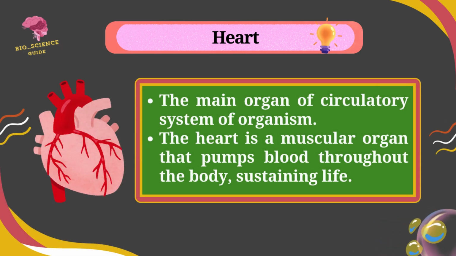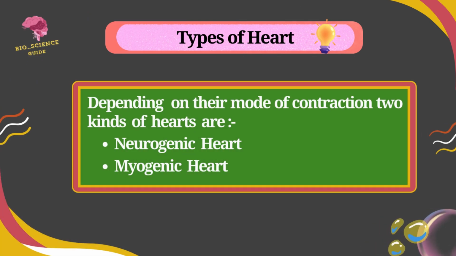Heart is the main organ of the circulatory system of an organism. It is a muscular organ that pumps blood throughout the body, sustaining life. Depending on their mode of contraction, the hearts are of two types: neurogenic heart and myogenic heart.